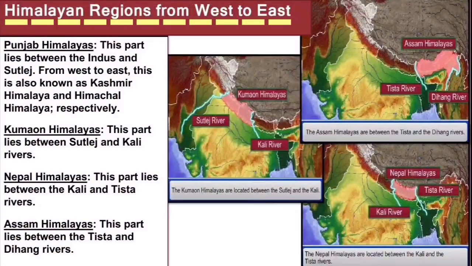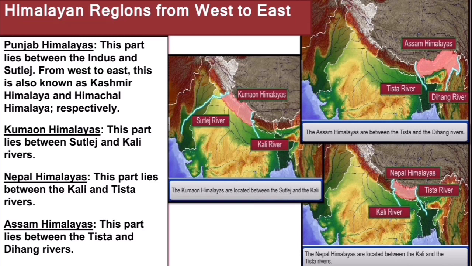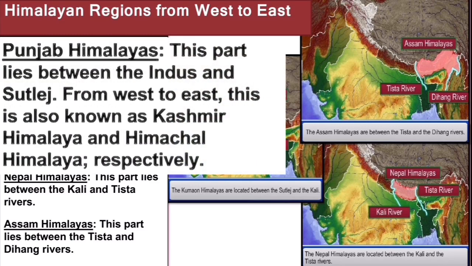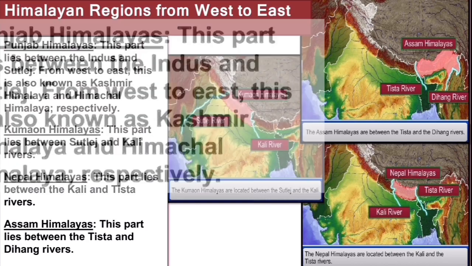The regional distribution, that is, the movement of Himalayas from west to east, can be classified on the basis of the rivers. Yes, we classify the Himalayan mountains lying between two rivers. The first one is Punjab Himalayas. Punjab Himalayas can locally also be called Himachal Himalayas or Kashmir Himalayas. Basically, these Himalayas lie between two rivers. One is Indus and the second one is Satluj.